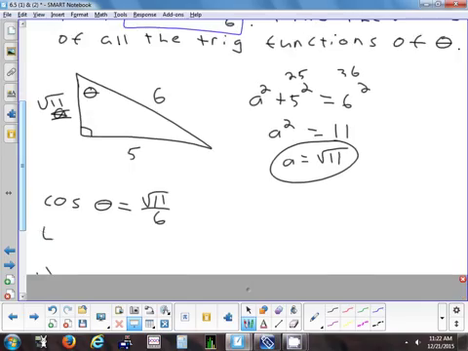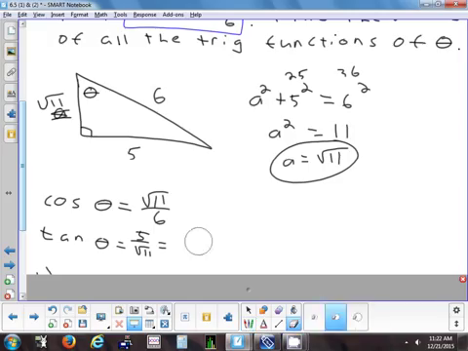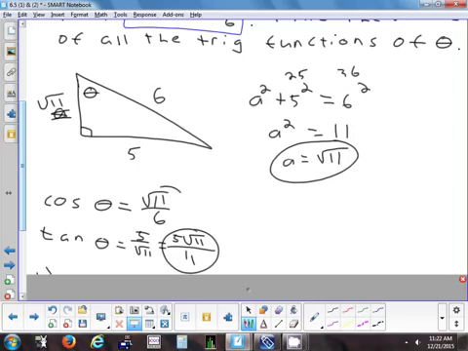And what about tangent? 5 over the square root of 11. And that would clean up to square root 11 over 11. Yep. All right, so we got our sine, cosine, tangent. What else do I need to find?